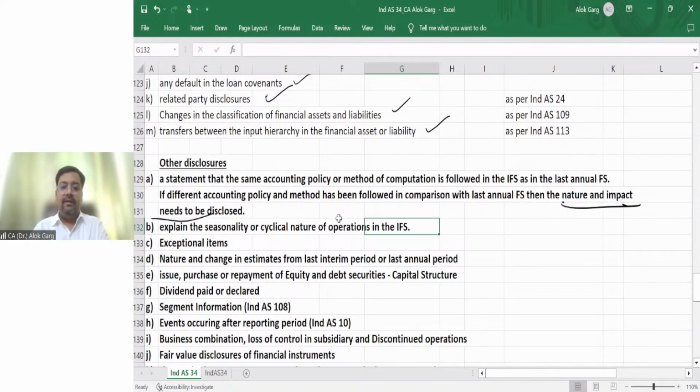Point number B. Explain the seasonality or cyclical nature of operations in the interim financial statement.